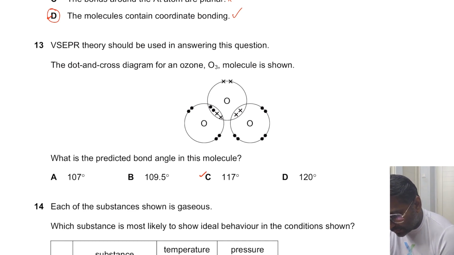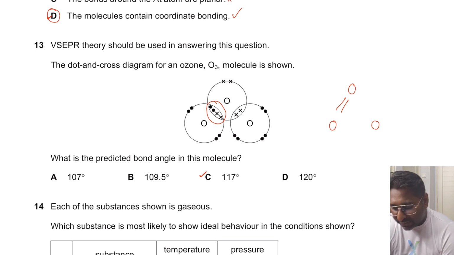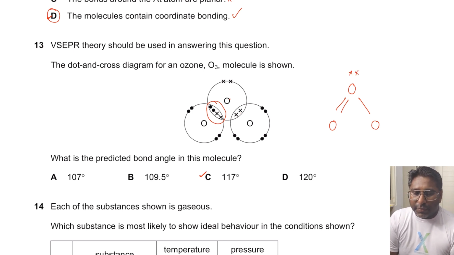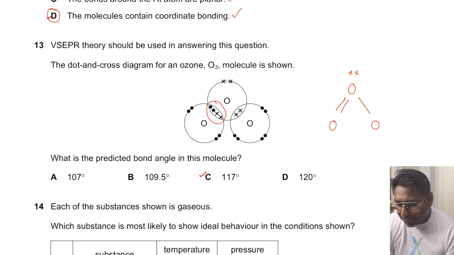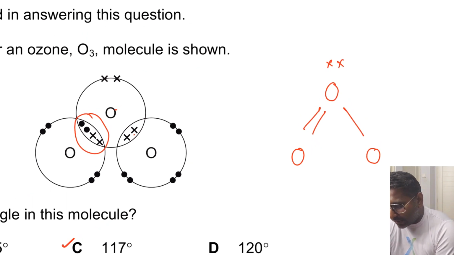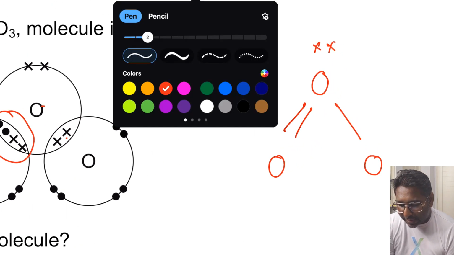Okay, you just put the oxygen. So you can see this one double bond, just put a double bond, and then this is a single bond, just put a single bond, and then around this oxygen there is one lone pair. So if you want to solve anything to do with VSEPR or predicting the bond angle, you just make sure that the double bond, we consider as a single bond.